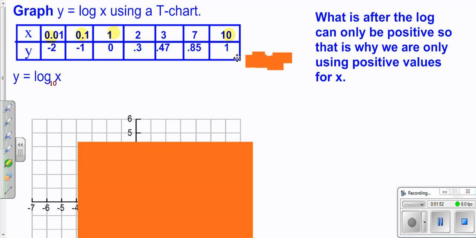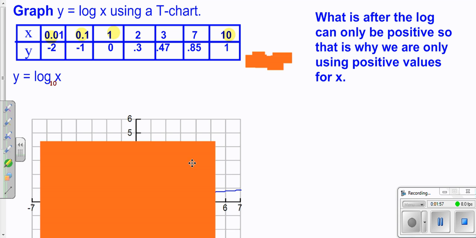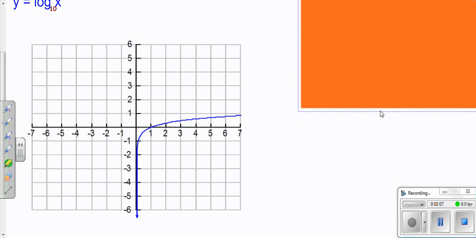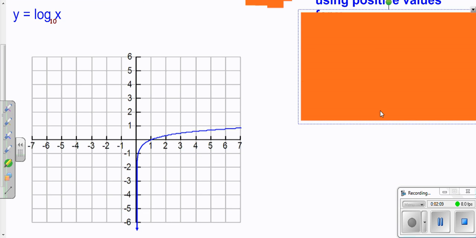Now, all we have to do is plot our points. Here we go 10 over, 1 up. Here we go 7 over and 85/100ths up. 3 over, almost up a half. And well, when you do that, you end up getting a graph that looks like this.